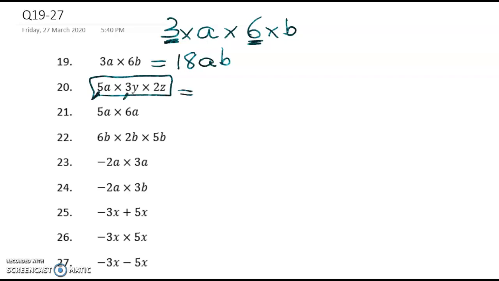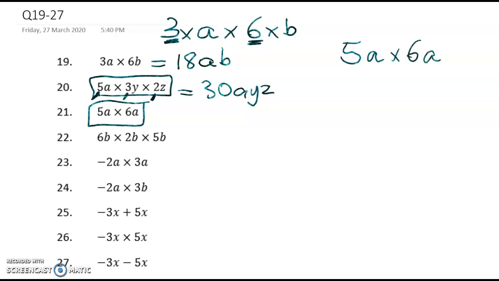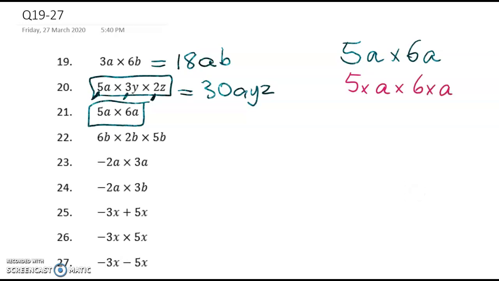Here we can combine the numbers first. So 5 times 3 times 2. 15 times 2 is 30. A, Y, Z. In the next one, we've got 5a times 6a. And we can write that out more fully as this. 5 times a times 6 times a. So that equals 30. And then a times a is a squared.